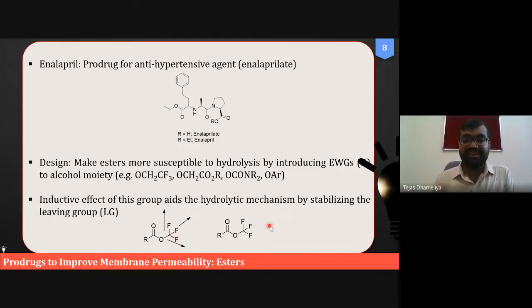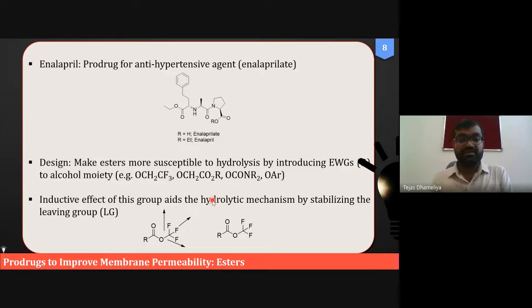So CF3 is given, but not only this CF3, one can also put a carboxylic ester, carboxamide or phenoxy, etc., to create that kind of hydrolytic mechanism. Sorry, not hydrophobicity, but a kind of hydrolytic mechanism there. So by use of electron withdrawing groups, we can weaken the ester bond, and once we weaken the ester bond, it is easy for the molecule to undergo breakdown. And once the ester bond breaks down, it will form carboxylic acid and, let us say, a water molecule.